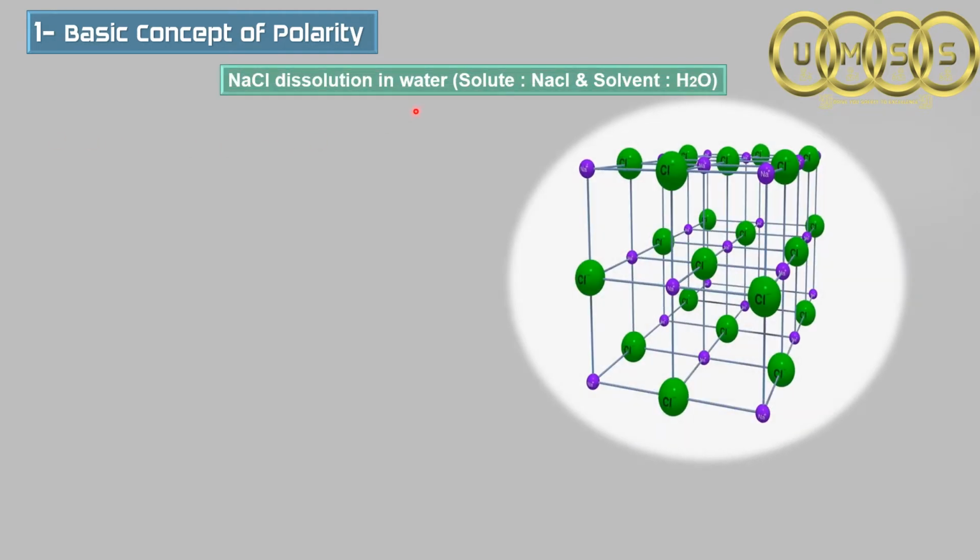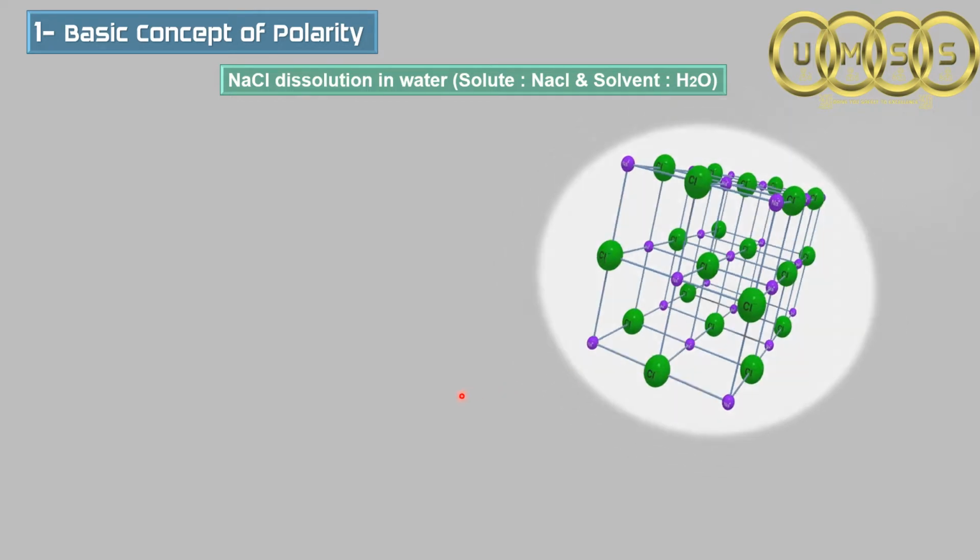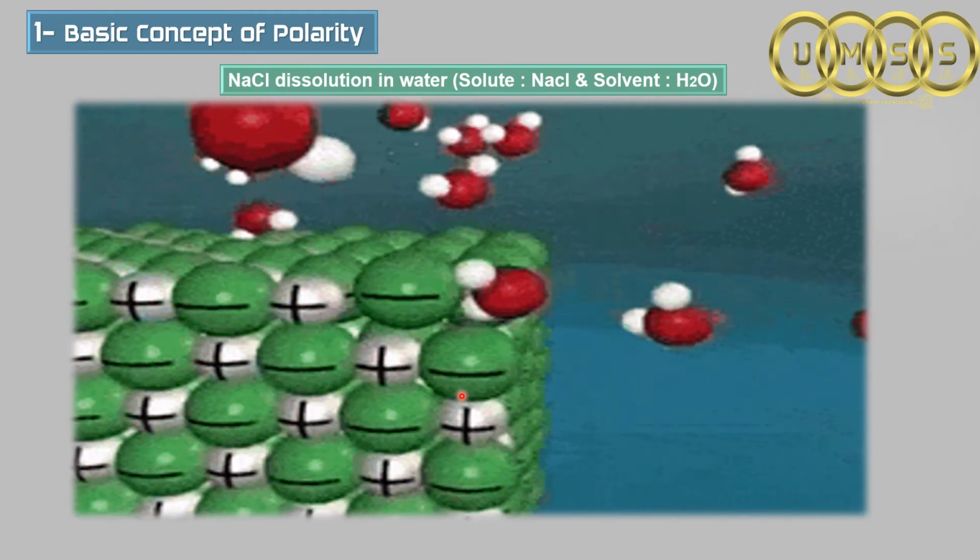The basic concept of polarity is clear while dissolving an ionic compound like NaCl, sodium chloride salt. The crystal lattice of this salt includes sodium ions Na+, which are cations, and chloride ions Cl-, which are anions. So, how does the dissolution process happen? Let's see in this animated video.